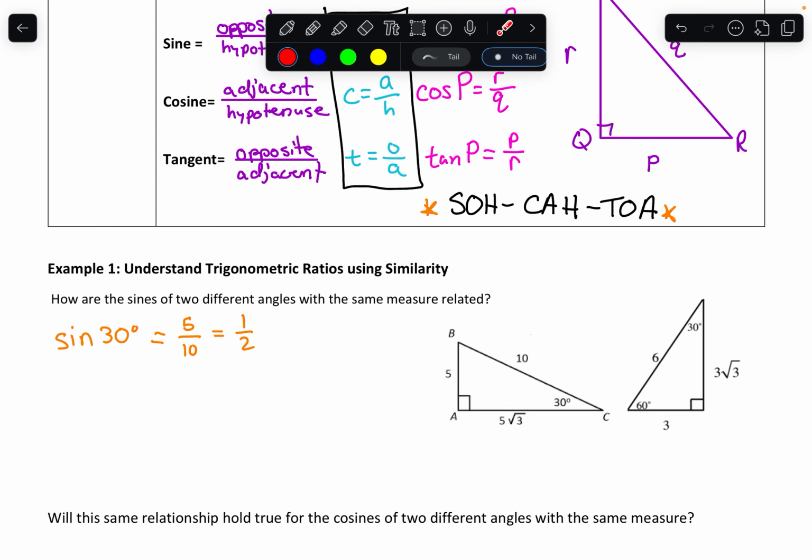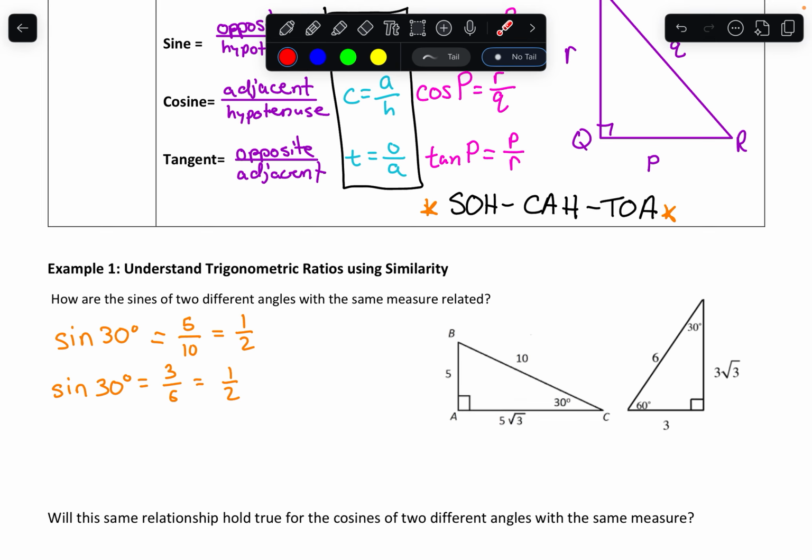The opposite side is half the length of the hypotenuse. Let's take a look at this other 30, 60, 90 degree triangle and calculate the sine of this 30 degrees. So we're going to write the sine of 30 degrees equals, and then if we're standing on 30, the opposite side is 3, and the hypotenuse is 6. So it equals 3 over 6. Well, guess what? 3 over 6 is equal to 1/2, because the opposite side is half the length of the hypotenuse.